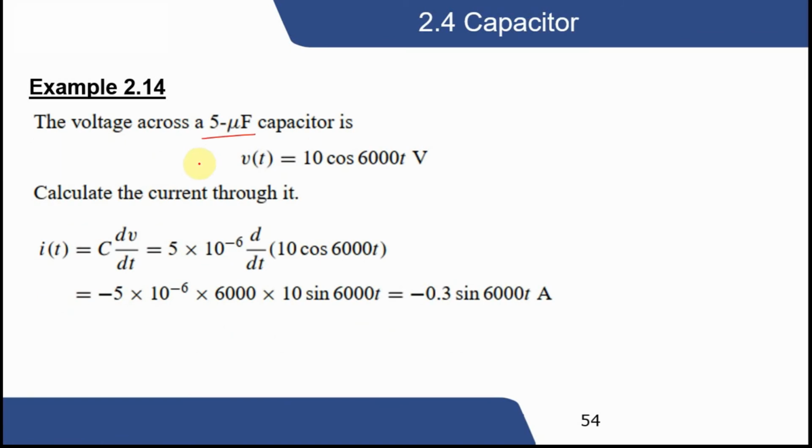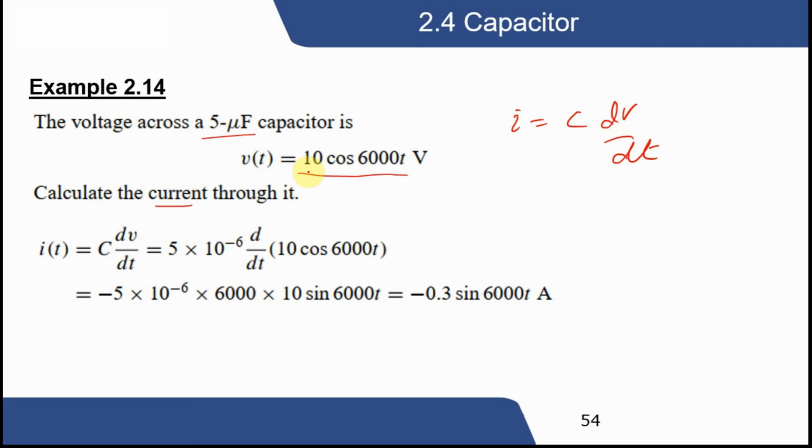So the next example is that we have a capacitor of 5 microfarad, and the voltage across it is a function of time. Then we have to calculate the current, and we know that the current is equal to C dV by dt. So we have to differentiate this equation.